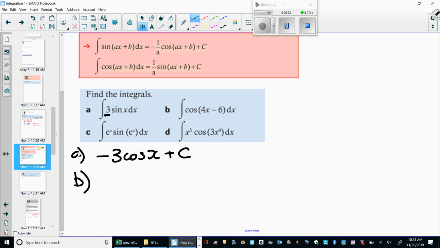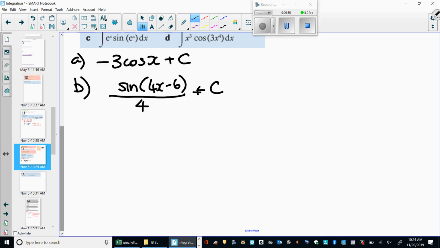Okay, B. So now we've got cos of something fancy pants. Cos integrates to sine, so that's going to be sine of fancy pants, so 4x minus 6. But we're then going to divide by the derivative of the fancy pants, which is 4. If you want to write 1/4, exactly the same thing. Obviously plus c.